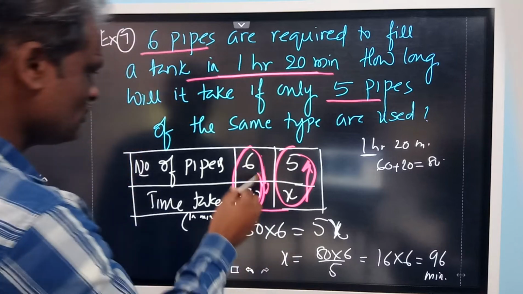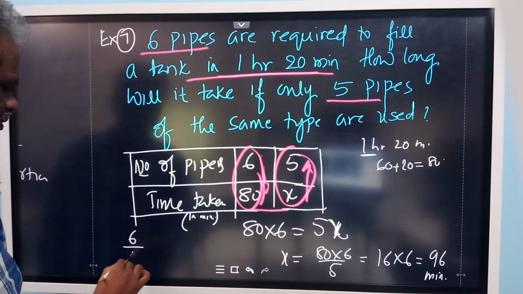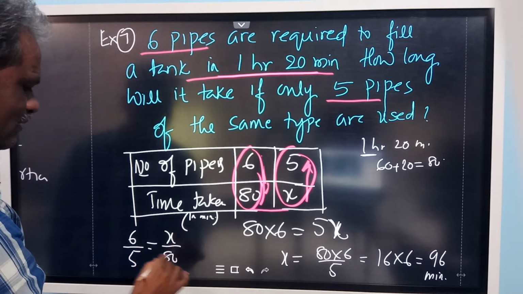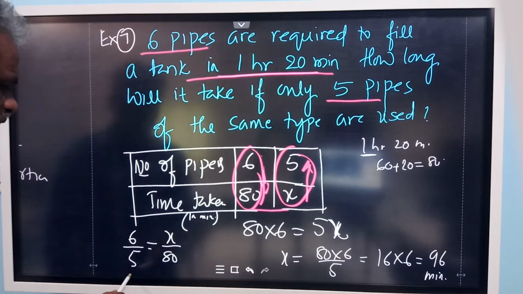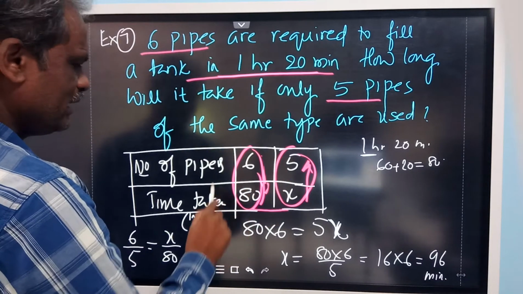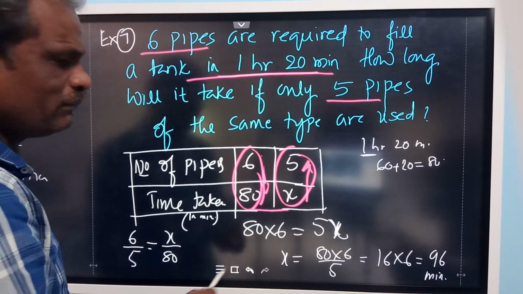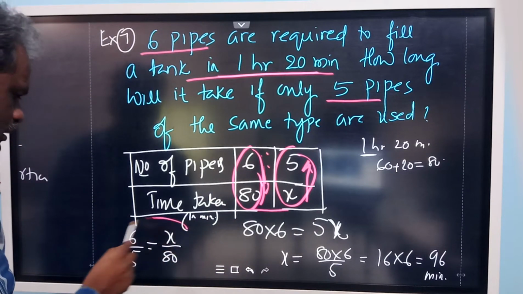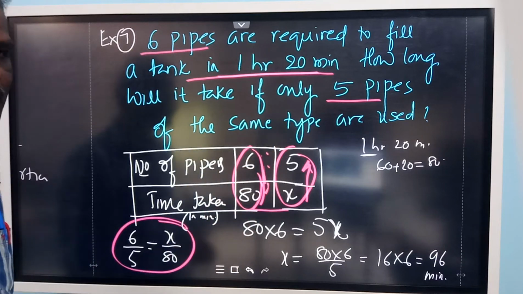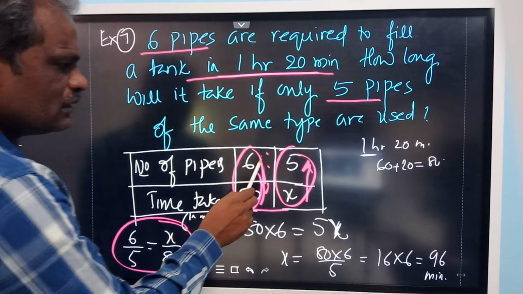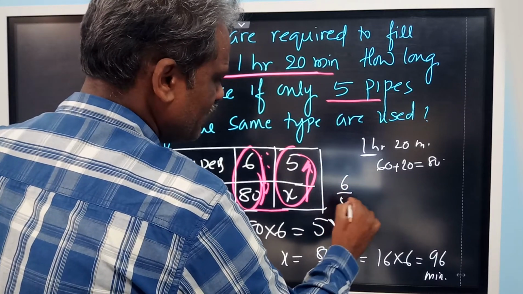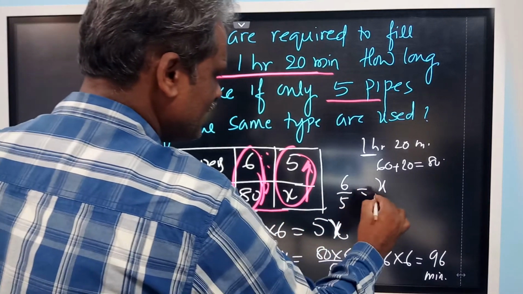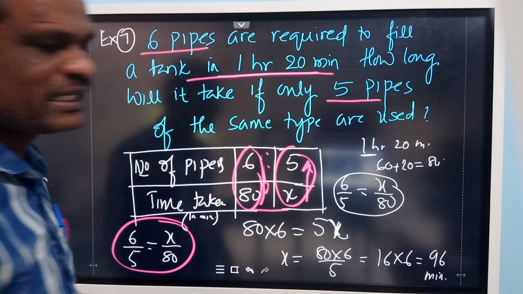But while writing the ratio, not like this. 6 by 5 you take, here you have to take x by 80. 6 by 5 is equal to x by 80. 6 is to 5, the ratio of these pipes, so the ratio of the time taken. If you take 6 is to 5, then you have to write in the reverse direction, x is to 80. Either you do like this or multiply this one. Anyone you can do. Instead of writing 6 by 5 in the same order, write in reverse order, x by 80. Then cross multiply, you will get the answer.